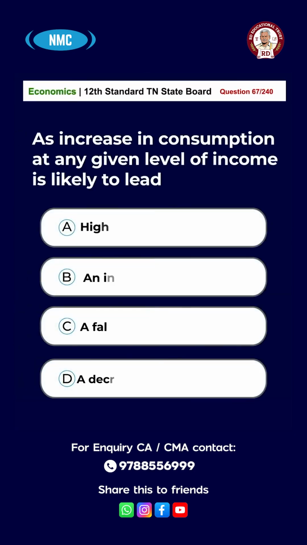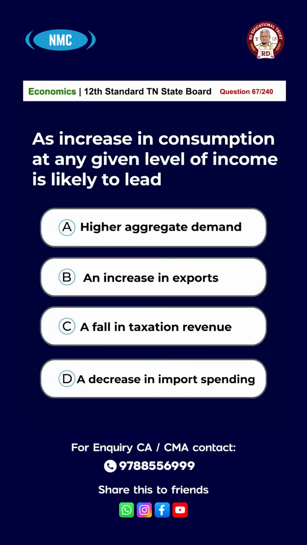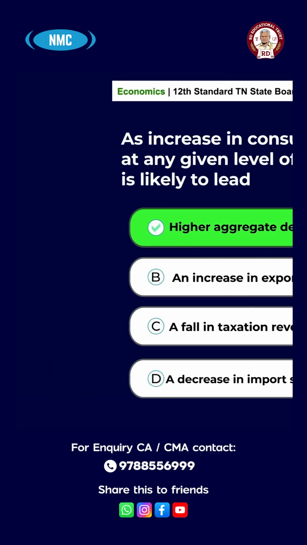Question number 67. An increase in consumption at any given level of income is likely to lead to option A, higher aggregate demand, B, an increase in exports, C, a fall in taxation revenue, D, a decrease in import spending. The answer is option A, higher aggregate demand.